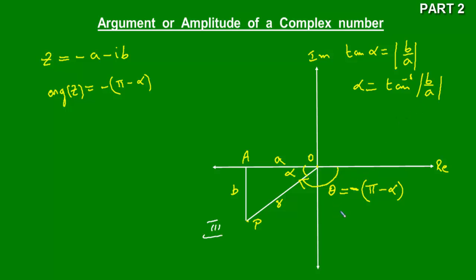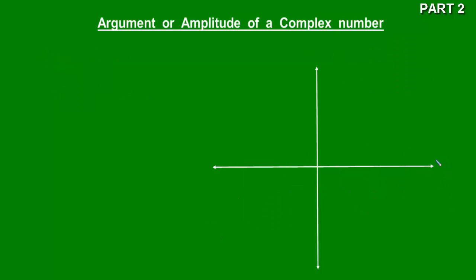Now we shall discuss the last case, when the complex number lies in the fourth quadrant. So, let us name this. This is the real axis, imaginary axis, and this is O, and we have Z equal to, now it lies in the fourth quadrant, therefore Z will, how does it look like? The real part is positive and the imaginary part is negative. So, it is a minus ib.